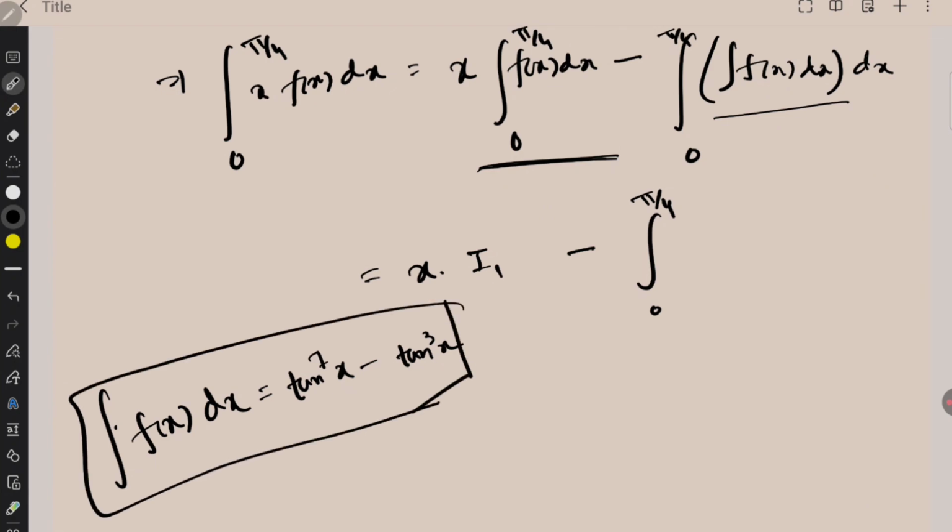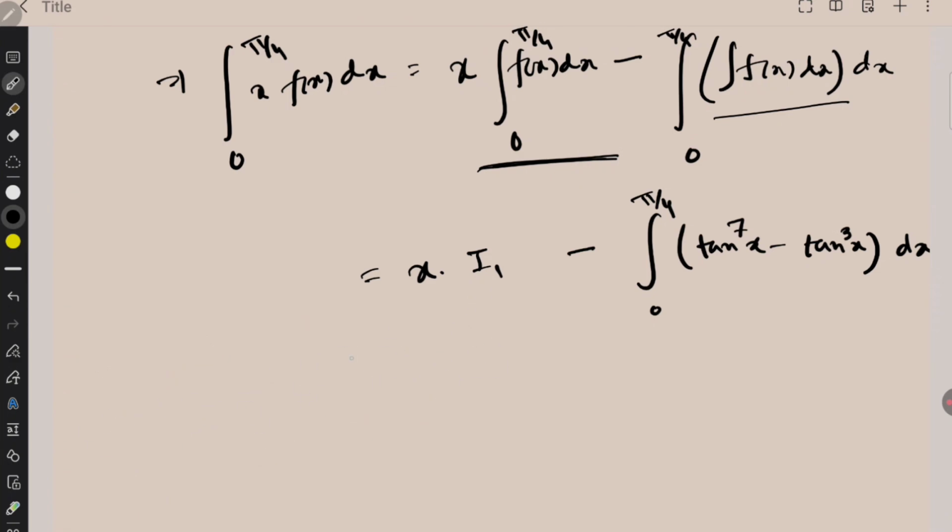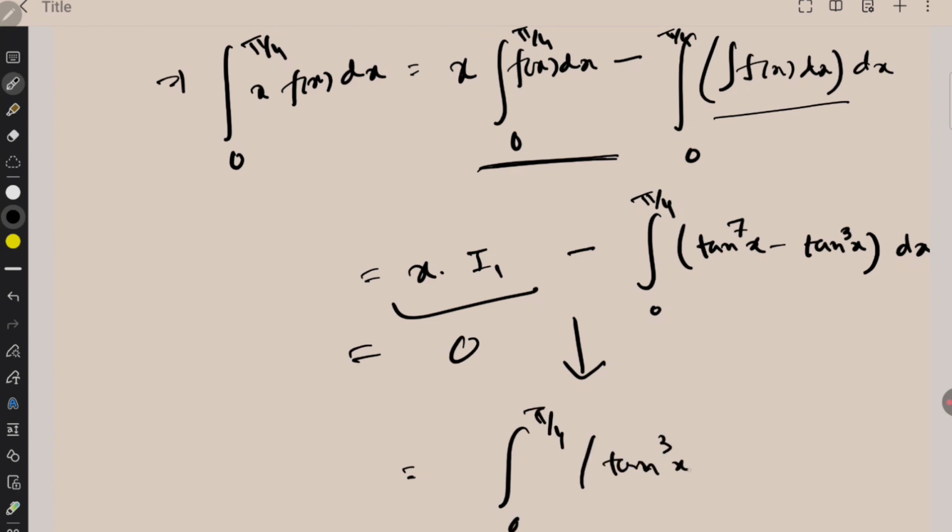All right. Now I am going to put this value inside this integral: tan to the power 7x minus tan cube x dx. Now wait, this value is already 0 because I1 is 0. We all know that. Now the second term is simply integral 0 to pi by 4 of tan cube x minus tan to the power 7x dx, right? So minus of this term is basically tan cube x minus tan to the power 7x dx.